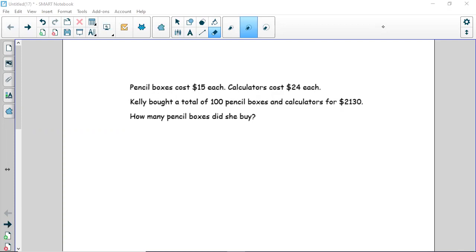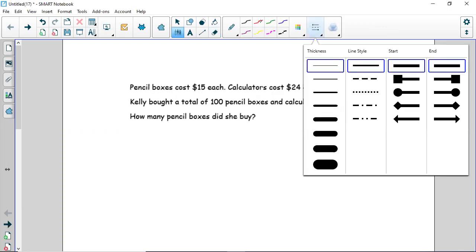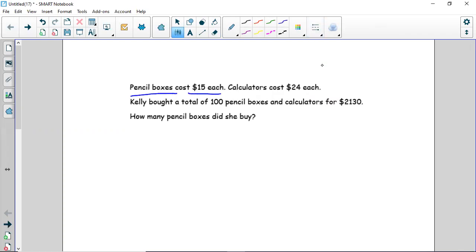Okay, so let's read the question and highlight the important words. Pencil boxes cost $15 each. Calculators cost $24 each. And Kelly bought a total of 100 pencil boxes and calculators. Now, this is a very important value that you must have in order to use assumption. You must have the total number of items in order to assume. And there is also the total money that she spends.